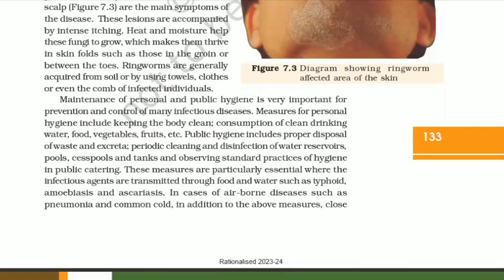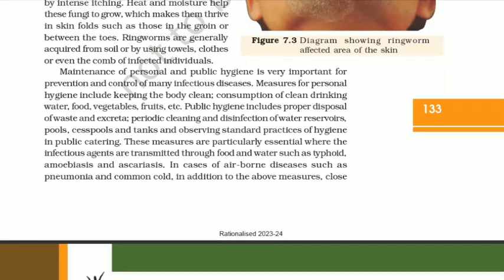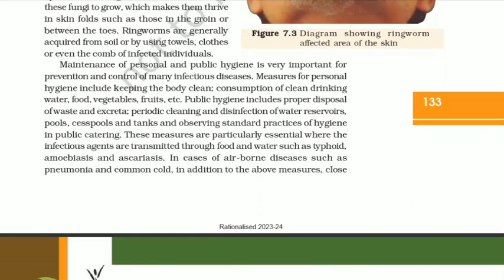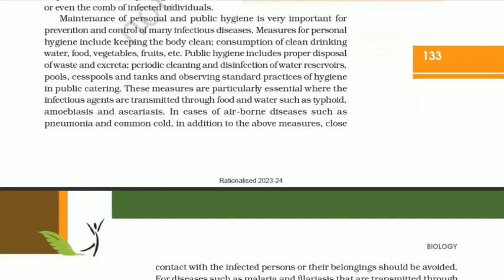Heat and moisture help these fungi to grow, which makes them thrive in skin folds, such as those in the groins or between the toes. Ringworms are generally acquired from soil or by using towels, clothes, or even the comb of infected individuals. Maintenance of personal and public hygiene is very important for prevention and control of many infectious diseases.